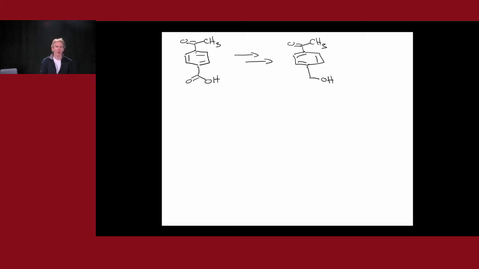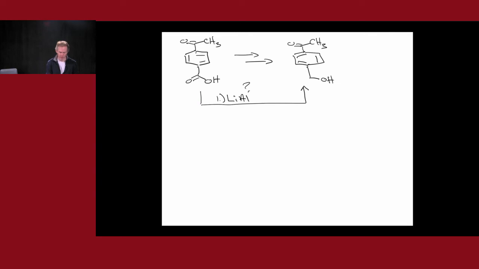Let's first talk about why we might need to use a protecting group in this case. Let's think about what would happen if we tried to reduce the carboxylic acid to the primary alcohol on its own without using one. We might remember that the reagent that we need in order to reduce a carboxylic acid to a primary alcohol is lithium aluminum hydride. So let's try to draw that out.